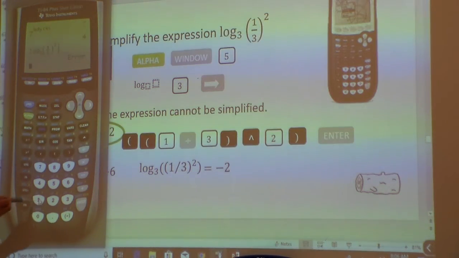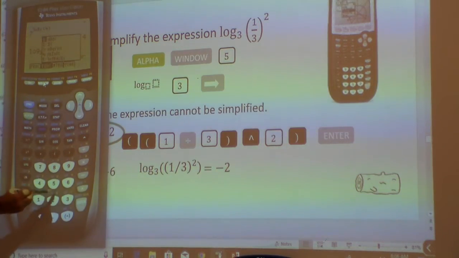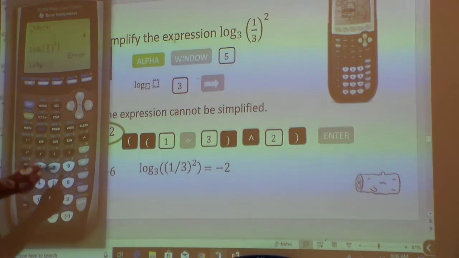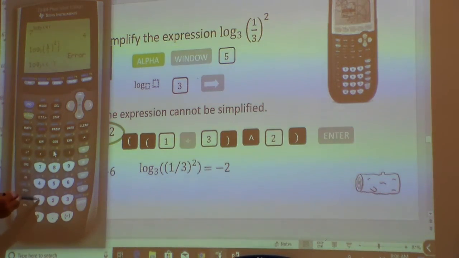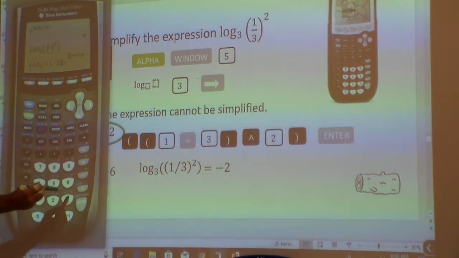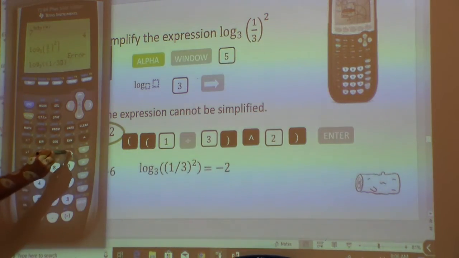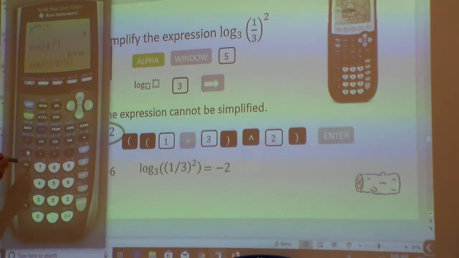Now I thought I might get that to go 2 errors. Let's try this again. Alpha window option 5. And this time I'm going to do it this way. 3. I'm going to go ahead and do the parentheses. 1 divided by 3. Parentheses. Now I'm going to do that squared like that. So now it's all in the parentheses like I needed.